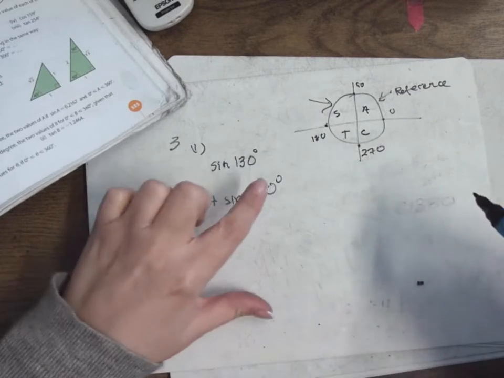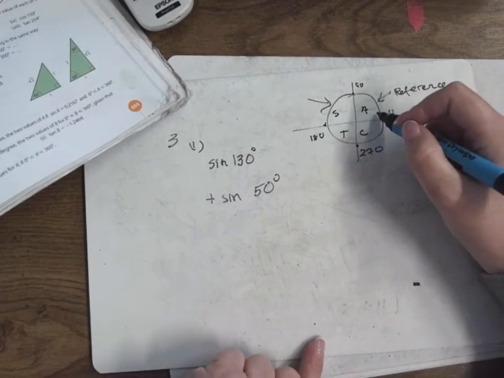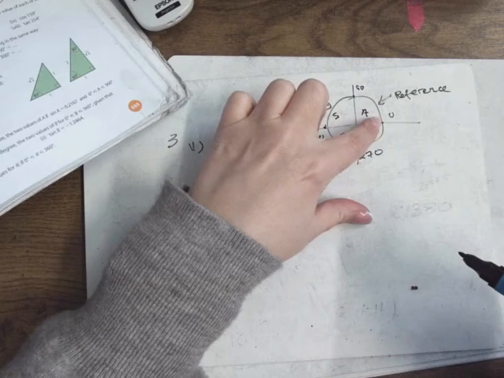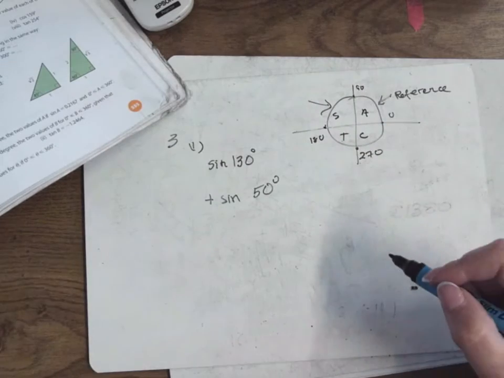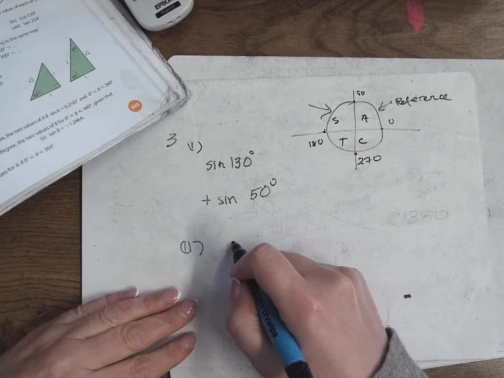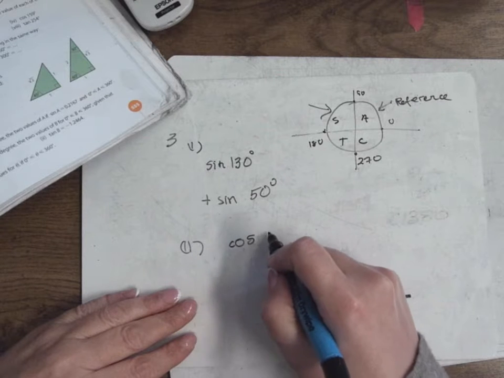How do we get 50? 180 take away 130 gives me 50, and 50 is in here. So the reference angle is always between 0 and 90. Okay? So I might as well go on with these. Cos of 115.